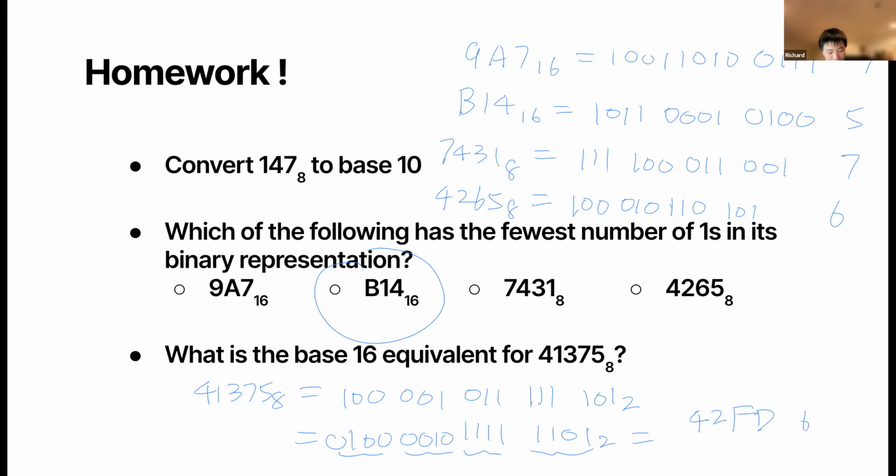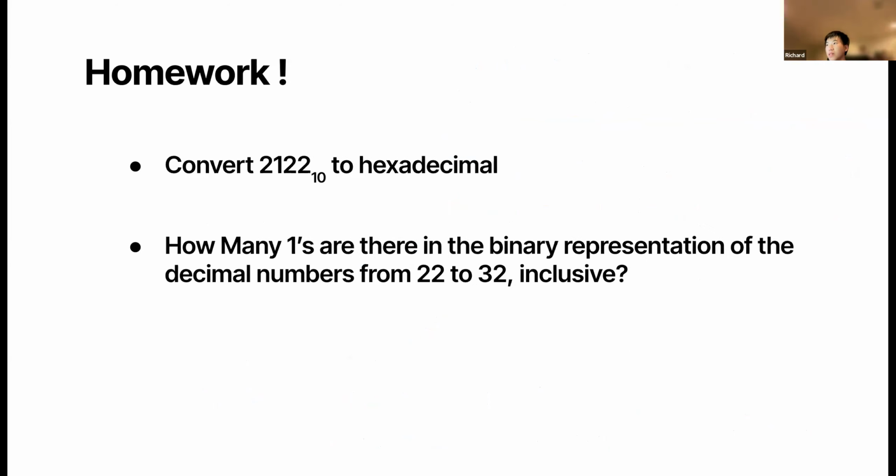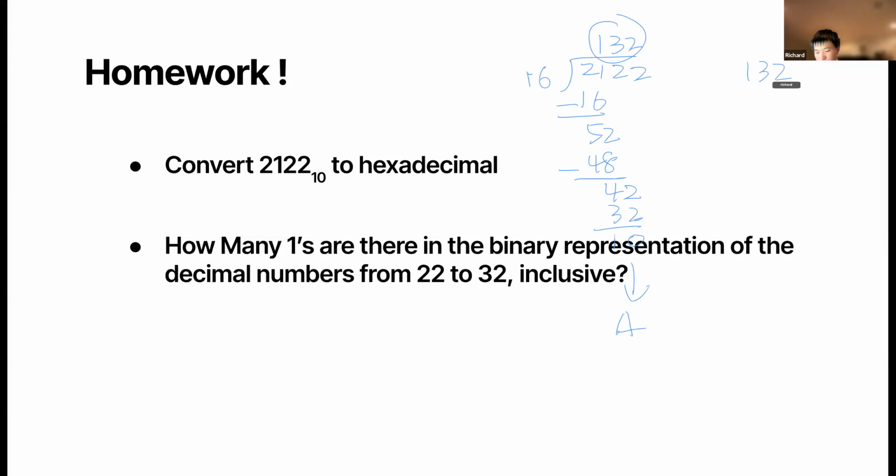Okay, so that's it for the first 3 questions. So on the next slide, convert 2122 to hexadecimal. So for this question, we can use the reverse strategy or the shortcut. So if we're going to divide by 16, okay, so 10 corresponds to A. And then using this number, we will continue to do the division.